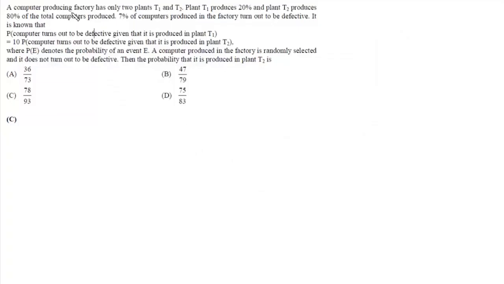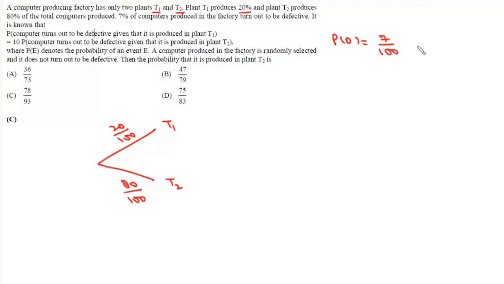Now here the question is, a computer producing factory has only two plants, T1 and T2. Plant T1 produces 20% and plant T2 produces 80% of the total computers produced. So we have two plants, T1 and T2. Now plant T1 handles 20% of the production, so the probability of choosing a product from T1 is 20 by 100, and from T2 this probability will be 80 by 100. If 7% of the computers produced in the factory turn out to be defective, so overall defective will be 7 by 100.